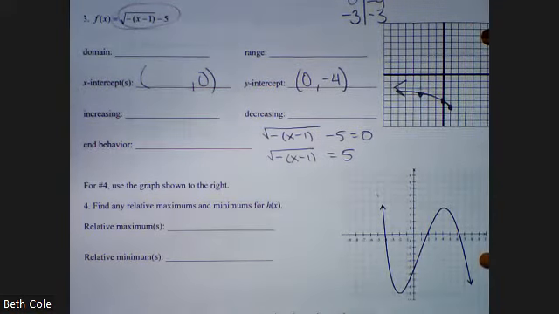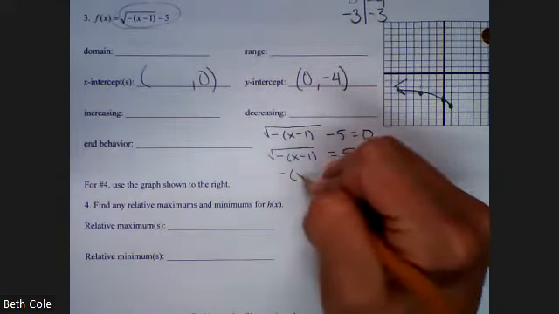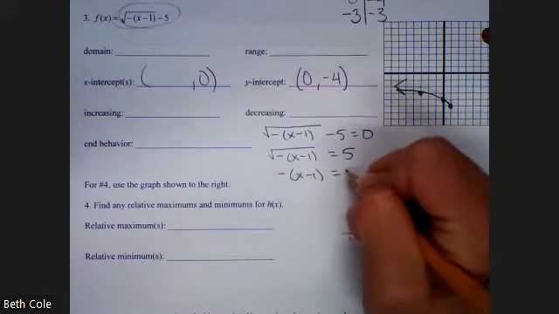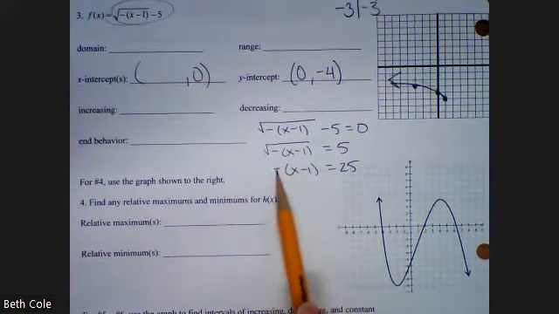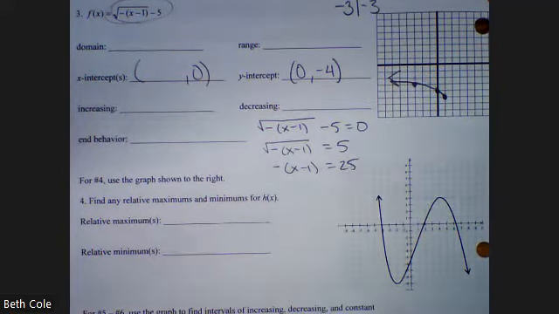Good. Why do we square? So 5 squared, 25. Now you could go one of two ways here. You could distribute that negative, or you could just divide the negative to the other side. Here's what I would do.